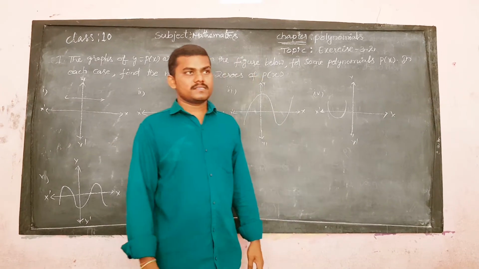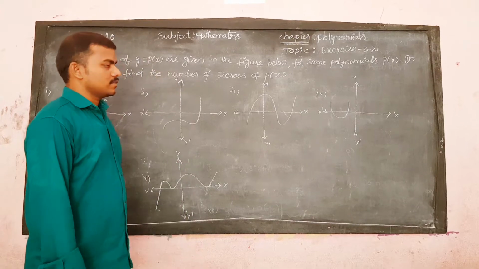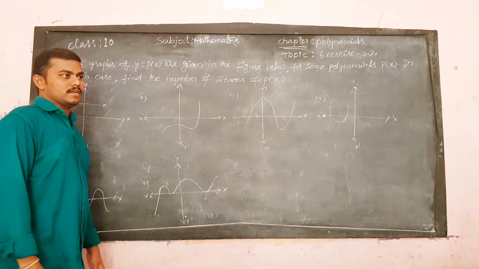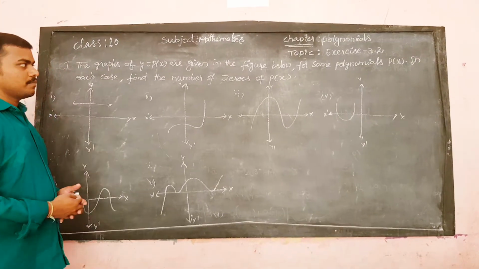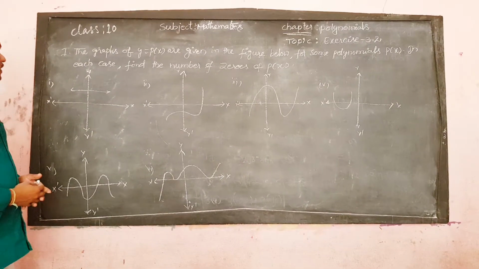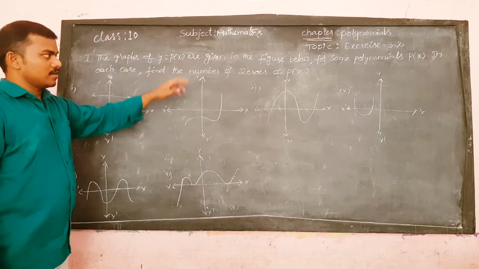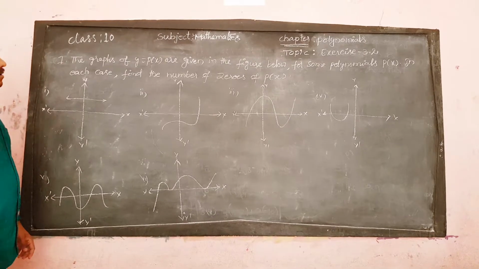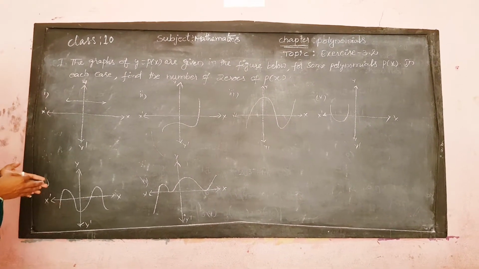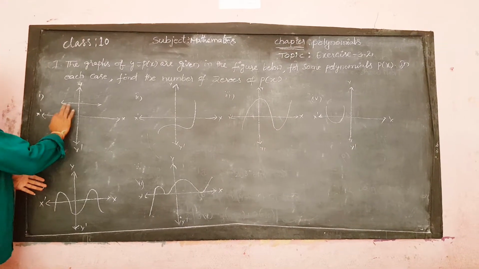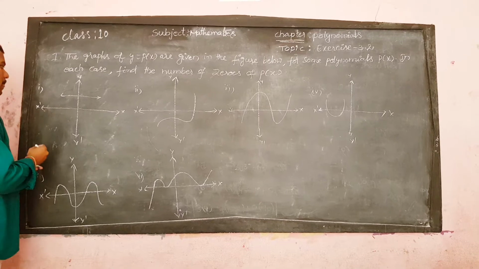In the previous class, we discussed zeros of polynomials and the graphical representation of zeros of polynomials. Today the topic is Exercise 3.2. In this first question, the graphs of y equals p of x are given in the figure, for some polynomials p of x. In each case, find the number of zeros of p of x.